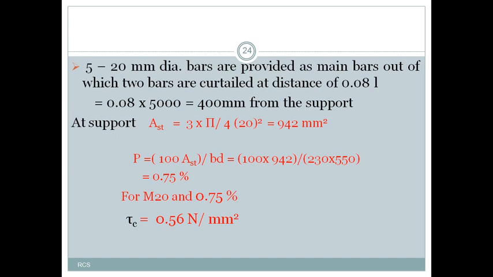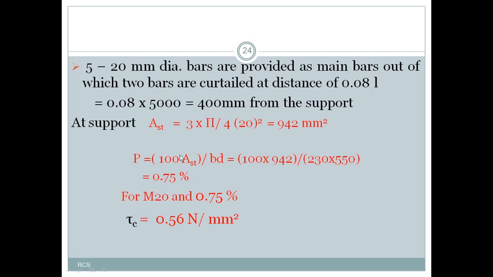The shear reinforcement is provided throughout the length of the beam. For that, the area of tension reinforcement at the support is what we use to calculate the shear design. Say here at the support I have only 3 bars, as 2 bars are curtailed at a distance of 400 mm from the support. So the 3 bars are going up to the support. For 3 into pi by 4 into the 20 mm diameter squared, I have calculated 942 mm square. So the Ast at the support is 942 mm square.